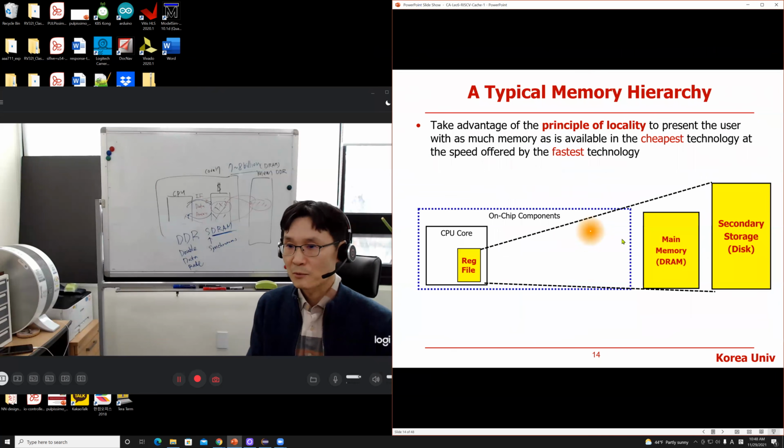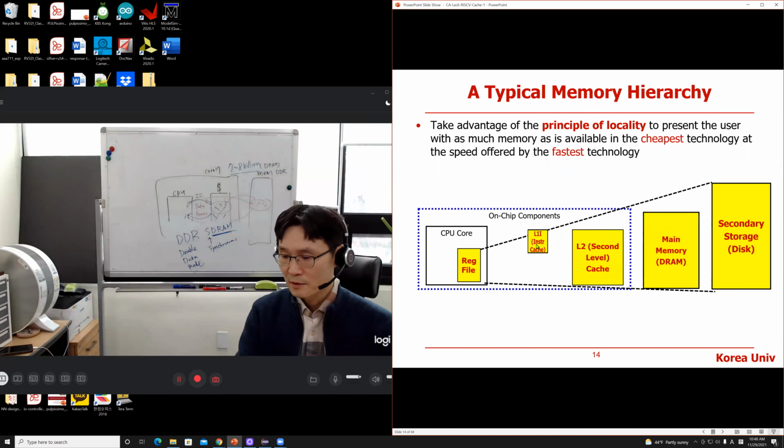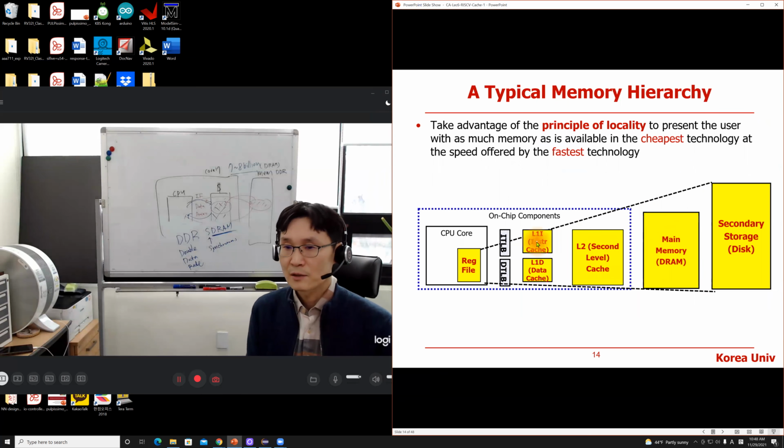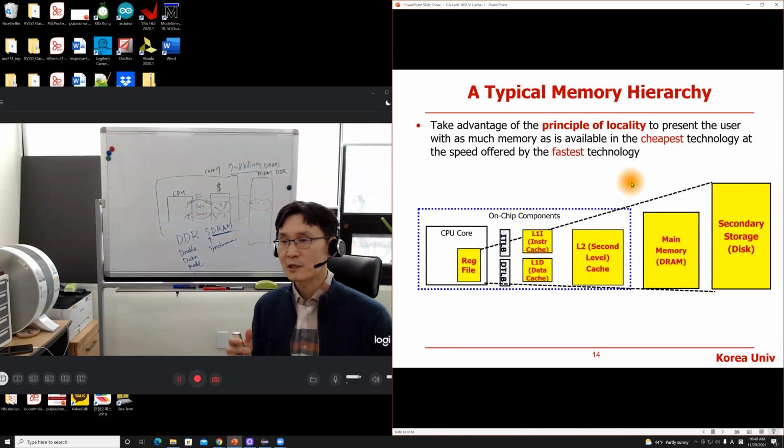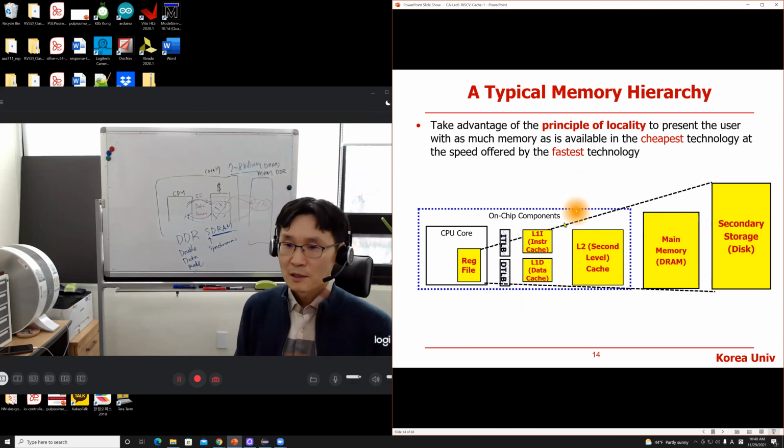Okay, so that main memory, DRAM, DDR, is located here. And not only these three, but we have, in this case, I drew only two levels of caches: level 1 cache and level 2. And you have level 3 cache in an Intel processor. So here, level 1 cache, L1 I means instruction cache.